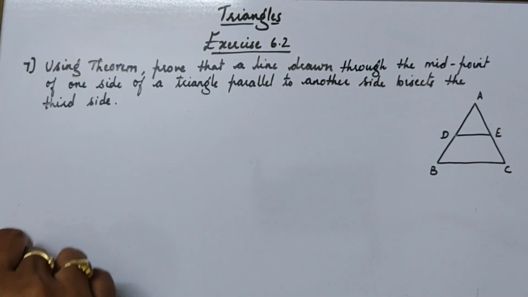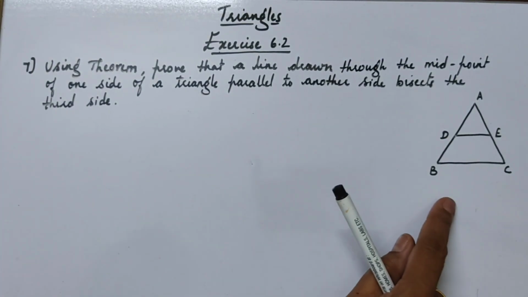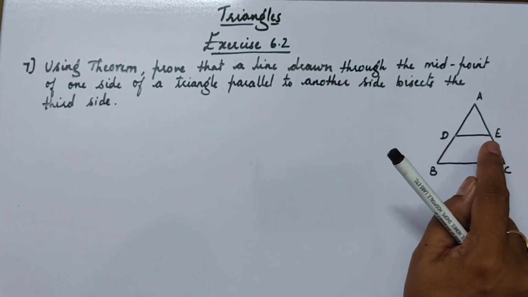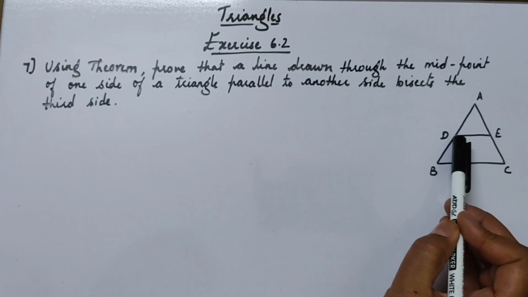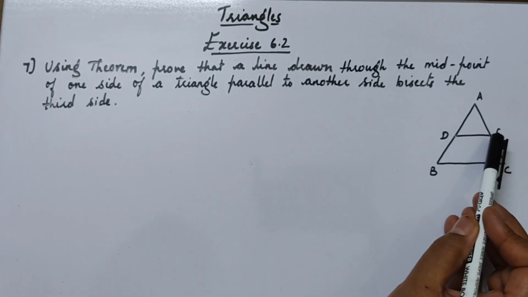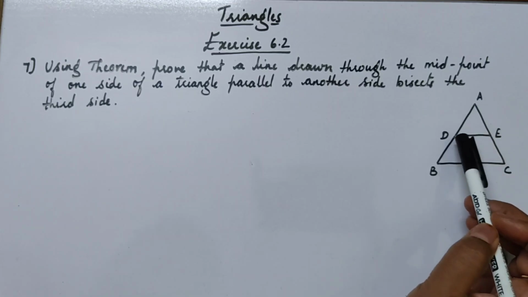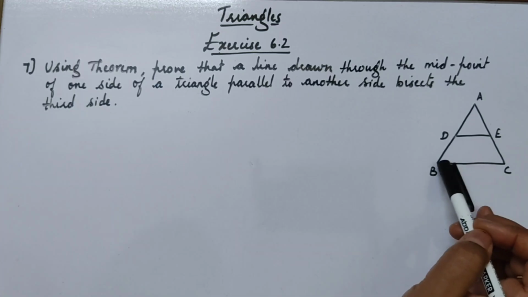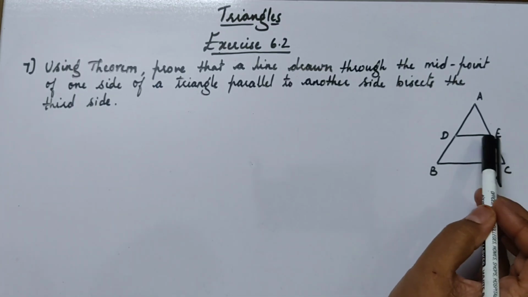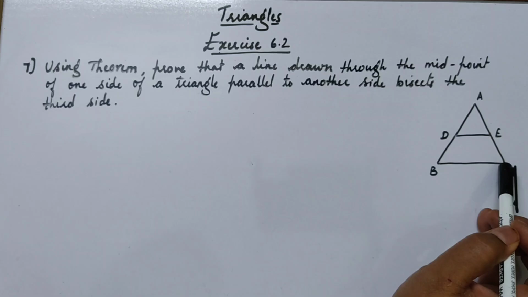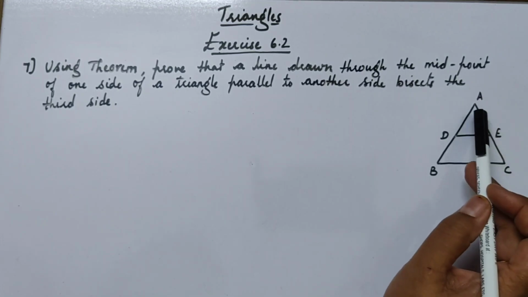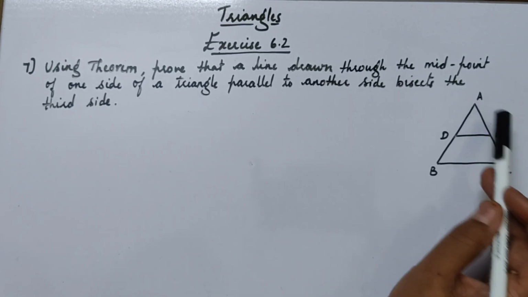Now you can see that there's a figure here. Now we have to apply the Thales theorem and prove that the line which is drawn through the midpoint, this is a midpoint D, of one side, that is AB is a side, and the line is also parallel to another side, and this E is touching AC. That means E is bisecting AC. We have to prove that. Bisecting means I have to prove that E is the midpoint of AC, students.